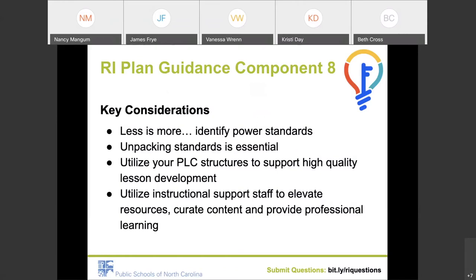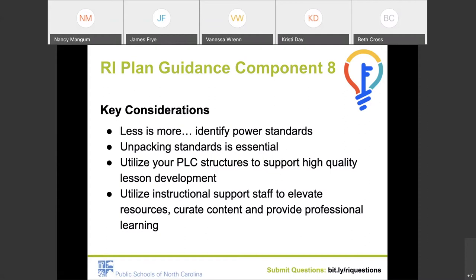On the next slide, you'll see some key considerations. Within component 8, there's a lot to consider, but as we think about this, I think less is more. We have to identify those power standards. Jamie talked about breaking down and unpacking the standards. I think that's going to be really important as we not only think about where our students are based upon the spring and coming back to you in the fall, but as we go into the fall, because sometimes when we're more self-directed, we can't expect that we're going to get the same amount of learning in. So how can we identify those power standards?